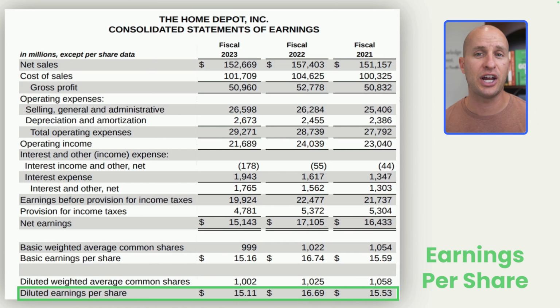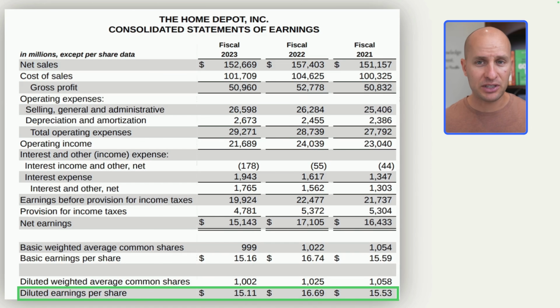The second number I always look at when analyzing an income statement is the company's earnings per share. This is the net profit that the company generated divided by the number of shares that are outstanding. By looking at this number, I can quickly tell if a company is profitable, unprofitable, and the direction of those profits. Looking at Home Depot's income statement, we can see that profits were $15.53 per share in 2021. That grew to $16.69 in 2022, and then that dropped to $15.11 in 2023.